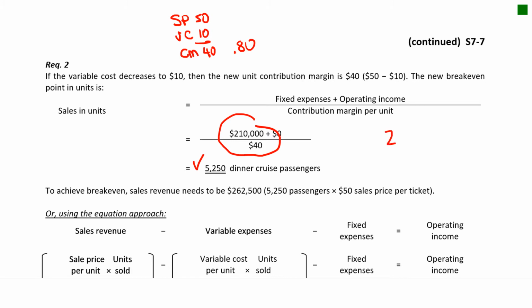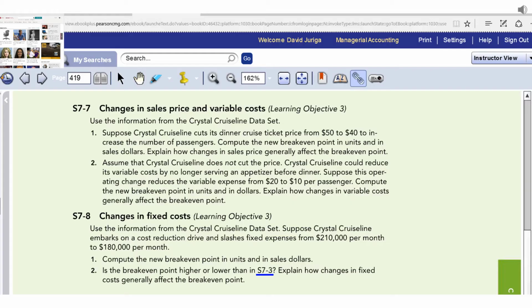So then to get the revenue part of it, you just take the 210 and divide that by your CM ratio. And on the next slide, that'll be the revenue part of it. Or actually, it's showing right here. Or probably the fastest way is you could also just take the 5,250 and multiply by the sales price of 50. Either way, you're going to get the same answer of 262,500.